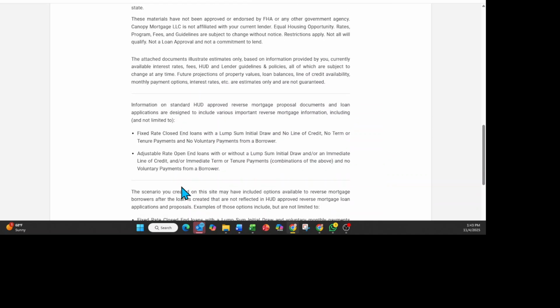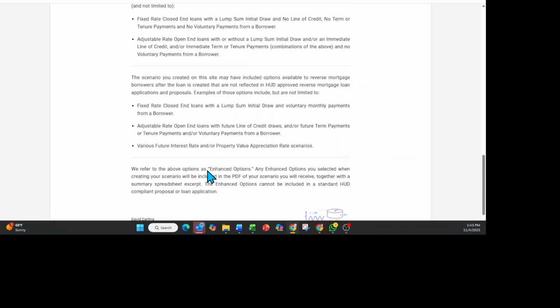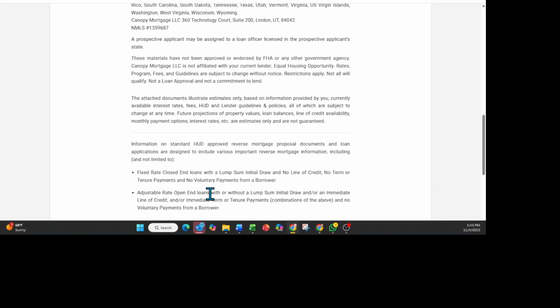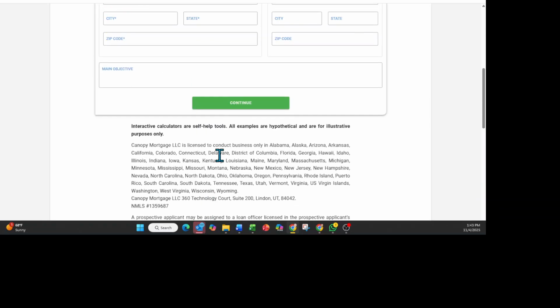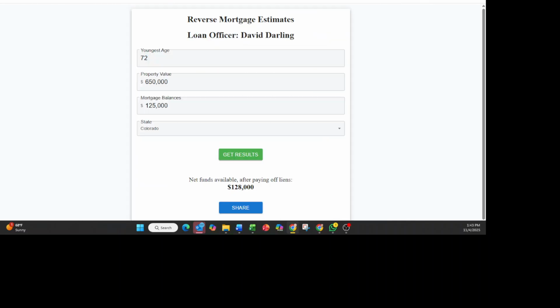We've got a little verbiage here from the compliance department to make sure everybody understands these are estimates only. We have no idea what the property value is really going to be in the future, and we have no idea what interest rates are going to be in the future. And here's the licensing information. There it is in a nutshell. I'll just leave you with this.